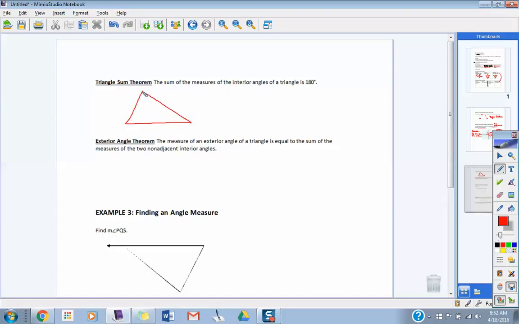If I have angle X, angle Y, angle Z, X, Y, and Z will always, always, always, on the inside of any triangle, add up to how many degrees? 180. Okay, so X plus Y plus Z equals 180. You already know that.